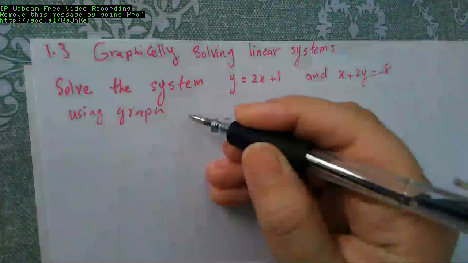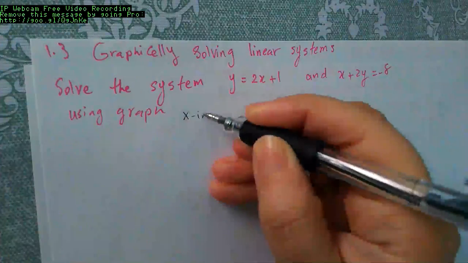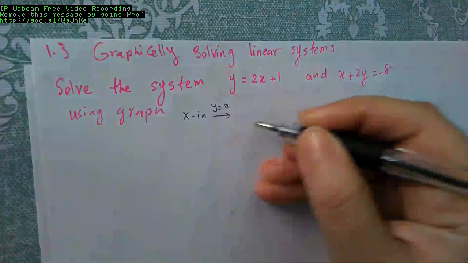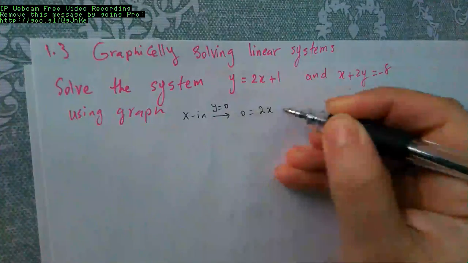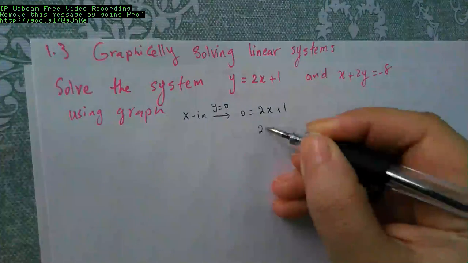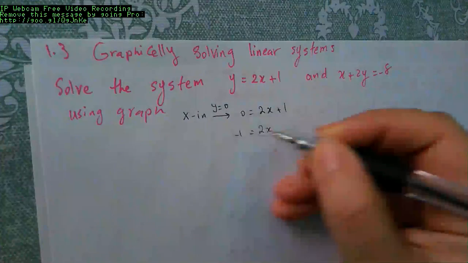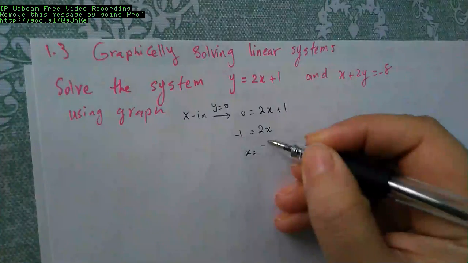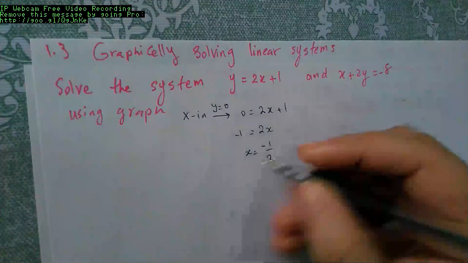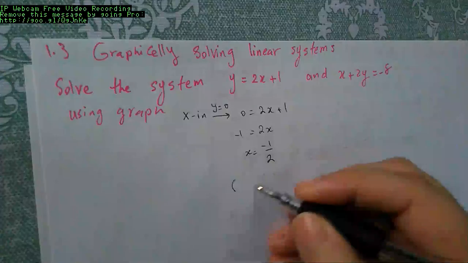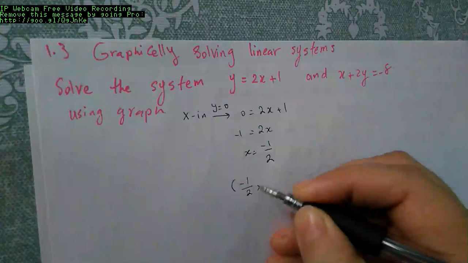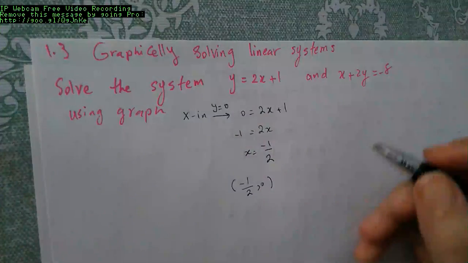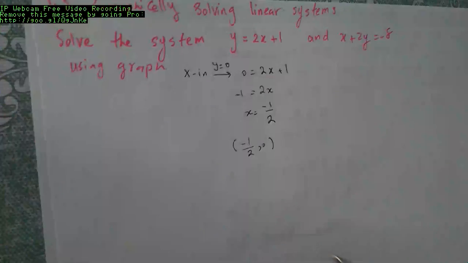So x-intercept, everyone knows you put y equal to 0. If I put y equal to 0, I solve for x, so 2x is equal to -1, divide both sides by 2, x is equal to -1 over 2. So the point of the x-intercept is -1 over 2 and 0. This is the x-intercept.